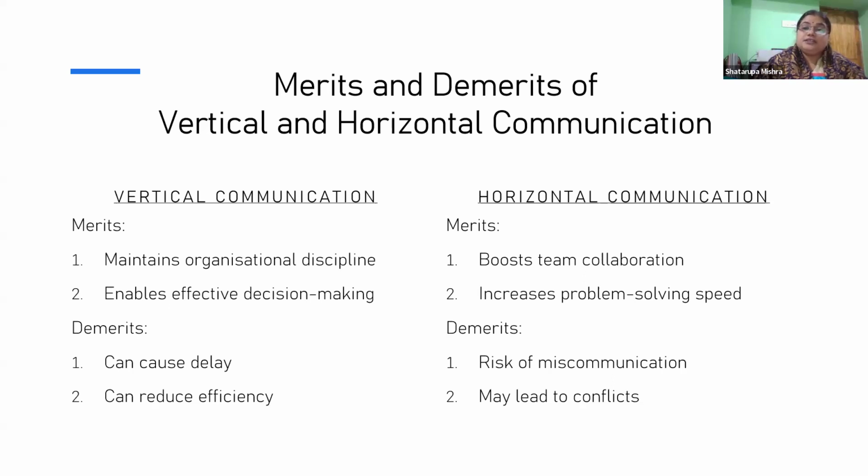Then it can also reduce efficiency, right? Vertical communication can also reduce efficiency if it is not proper. So if the person who is superior thinks that they have the license to say whatever they want to, then of course it will demoralize those who are inferior to them. I use that word just to refer to the position in the hierarchy, not to quality. So those who are subordinates will feel disheartened if some unjust remark has been made by the head of the institution. So it will reduce efficiency, because if the person is demoralized, if the person is sad, then definitely they will not be able to deliver well.